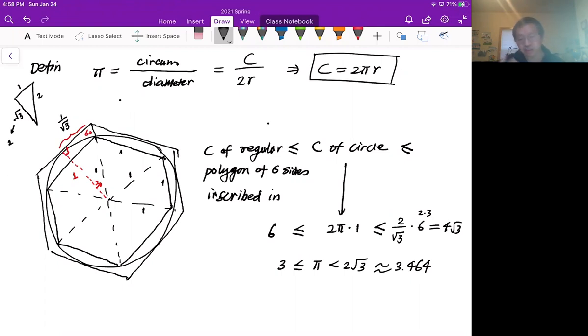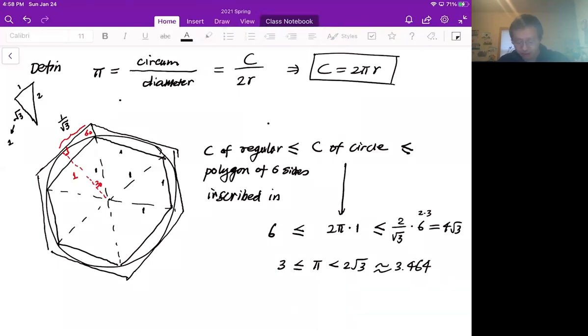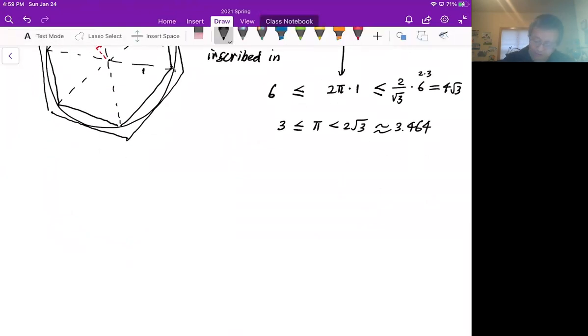But anyway, this is just an idea of how people, thousands of years ago, estimated pi. That's just the first step in history. And now, today, I'm going to give you some more detail. How do you do something better than this? Good try, but not very good right now. So I'm going to do a little bit better.